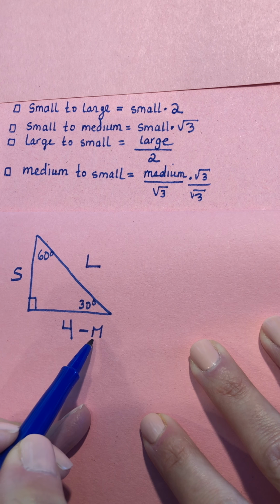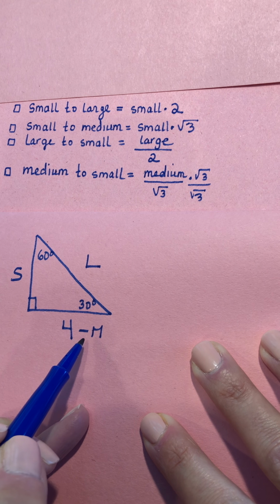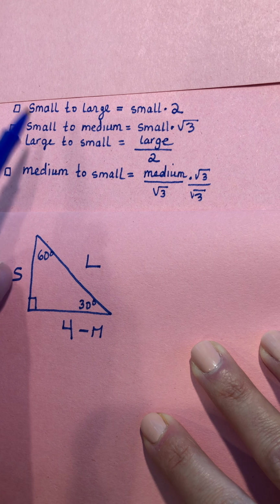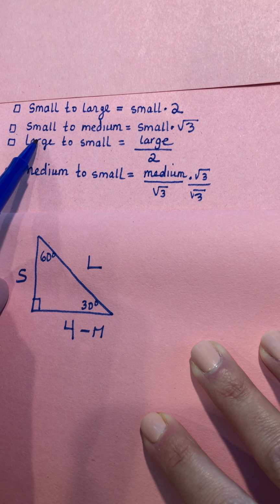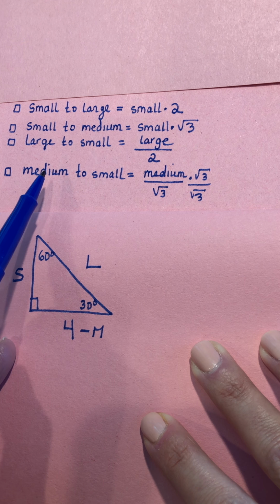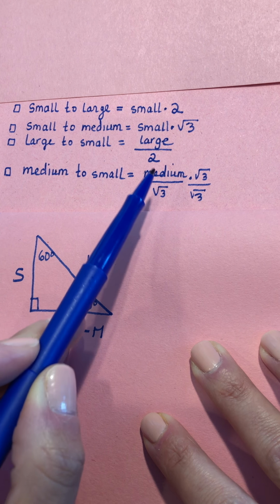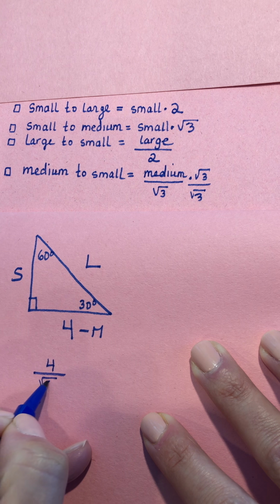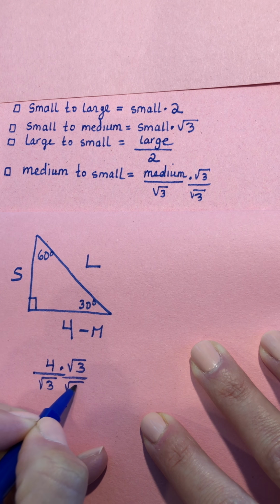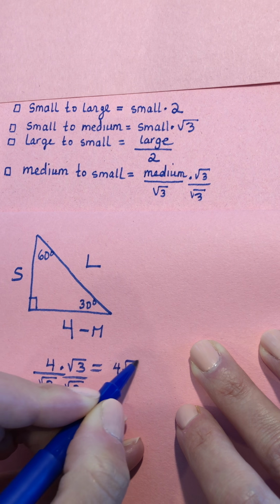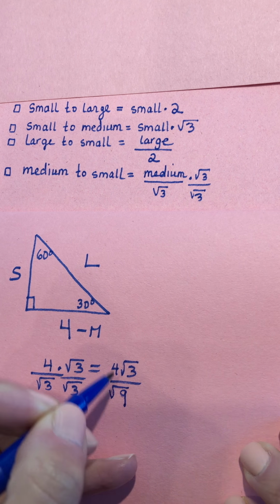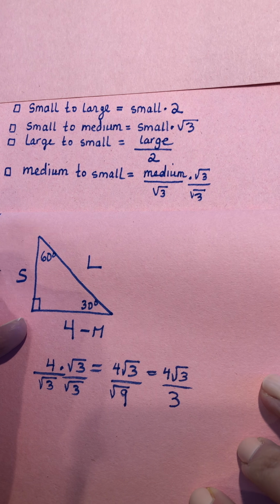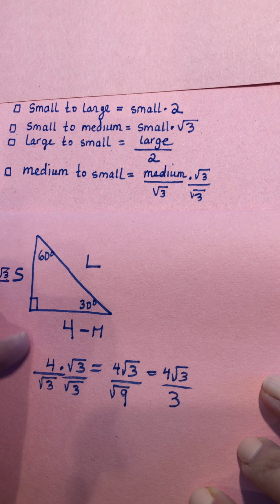In this case, I'm given my medium side. And when I'm given my medium side, I have to think, should I go medium to large or medium to small? Well, my only available formula is medium to small because I have to start with medium. So I need to take my medium side, divide by root 3, multiply by root 3 over 3. So 4 divided by root 3, multiplied by root 3 over root 3. This is going to give me 4 root 3 over the square root of 9. And we know that that is 4 root 3 over 3. So my small side is 4 root 3 over 3.